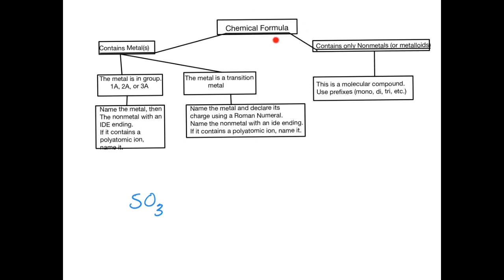So we start with the chemical formula, sulfur trioxide. And we look at this flow chart, we see that there are no metals in this compound. So here we are. It contains only nonmetals or metalloids. So we're going to use the prefixes, the Greek prefixes that we learned about in the last class period. And we get the name sulfur trioxide. There's one sulfur, three oxygens. It's sulfur trioxide. All right, let's try another one.